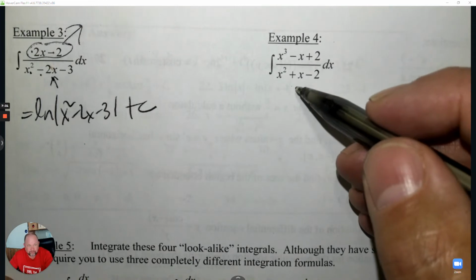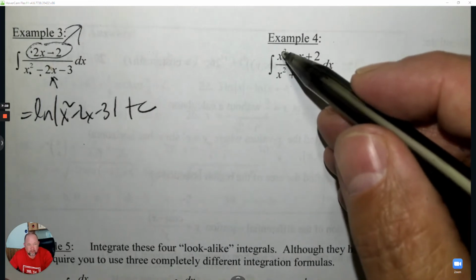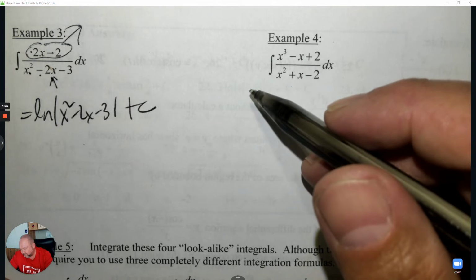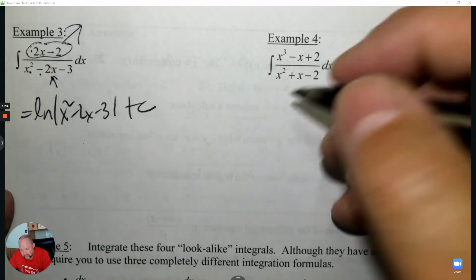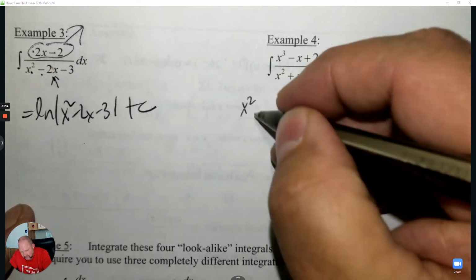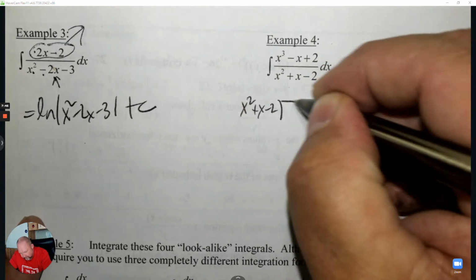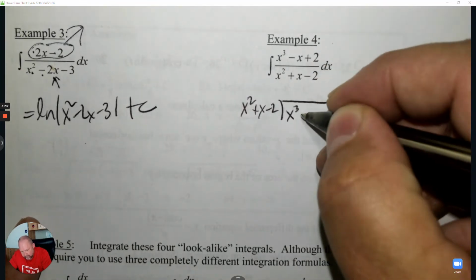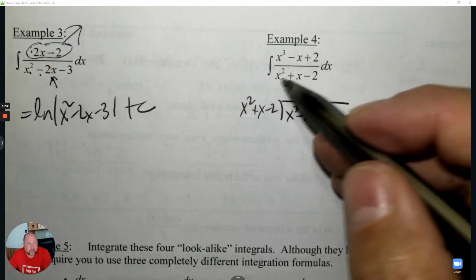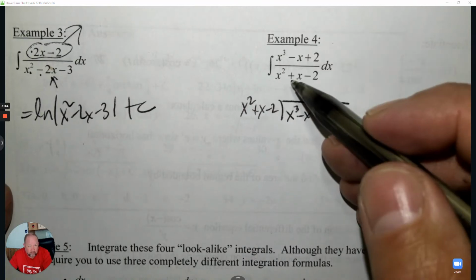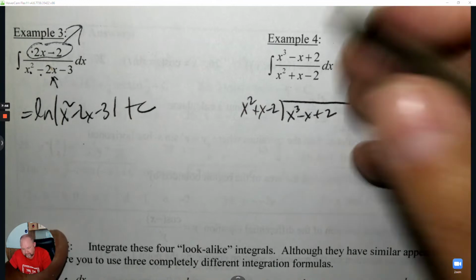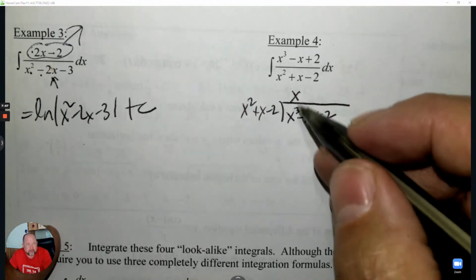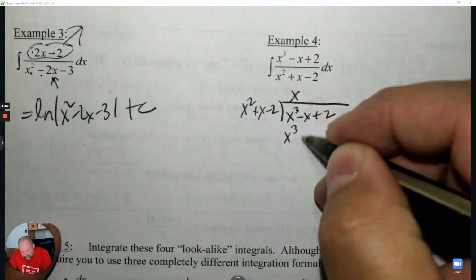Here, notice the degree on top is bigger. So step 1 is to divide. I have to do long division. So if the degrees were the same, or one bigger on top, or even two bigger on top, then you divide to simplify it. So that's going to be x and then multiply.